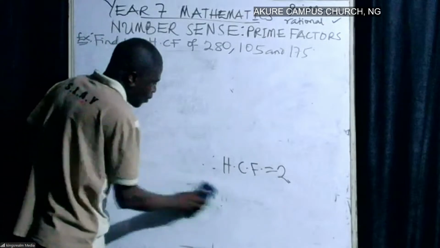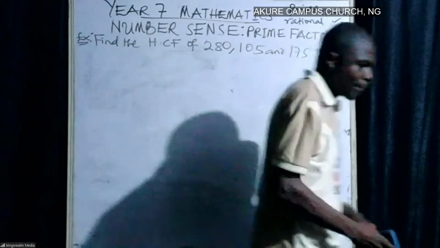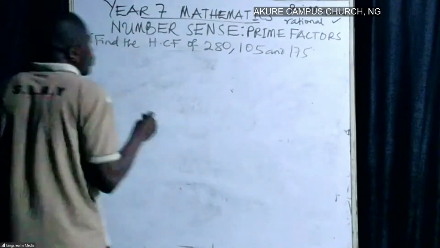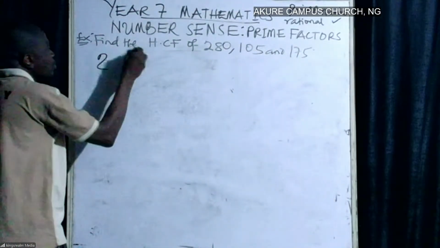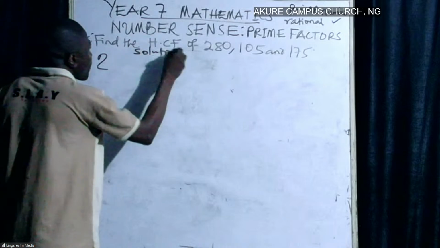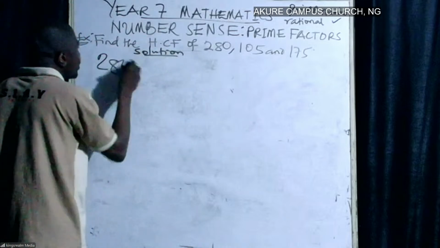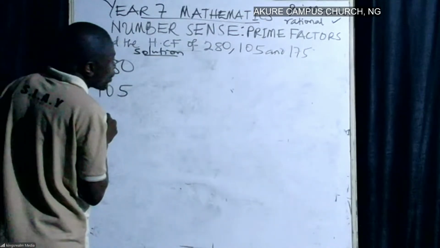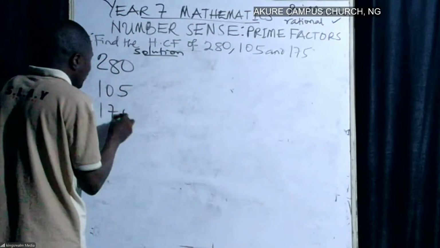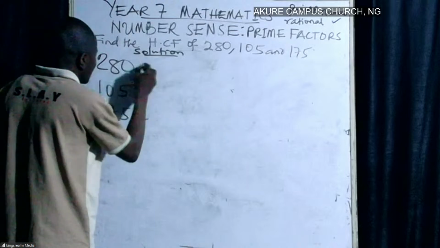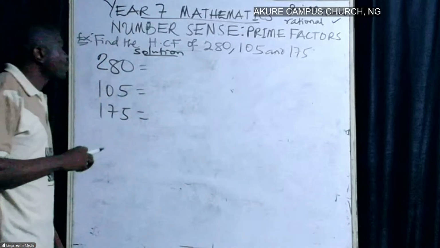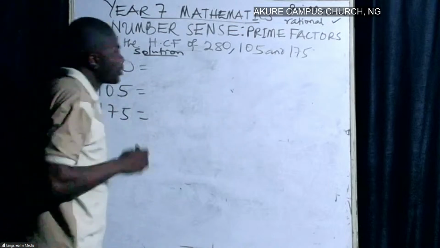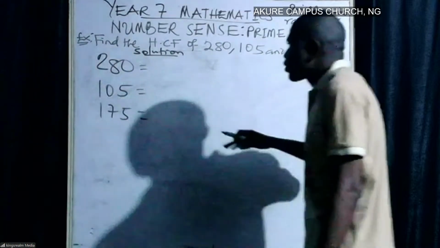So let's look at the second example here, before I give you one to attempt. So we have these 3 numbers. Solution. We have 280, we have 105, and we have 175. So when you have numbers like this, let's look at the prime factors for 280.